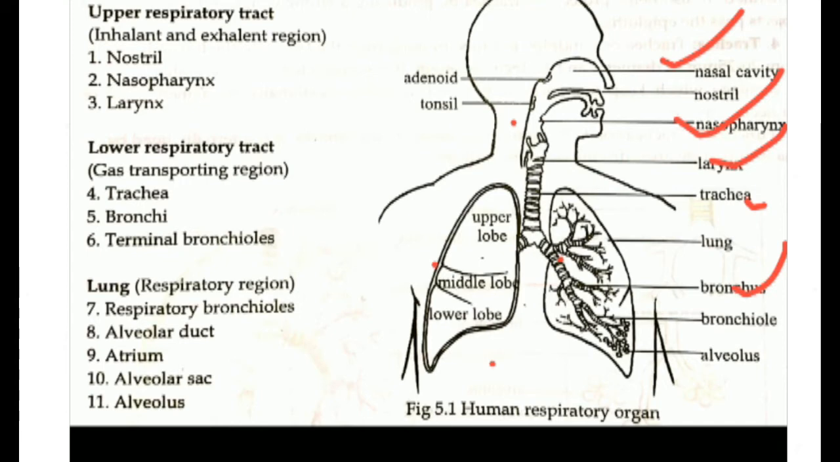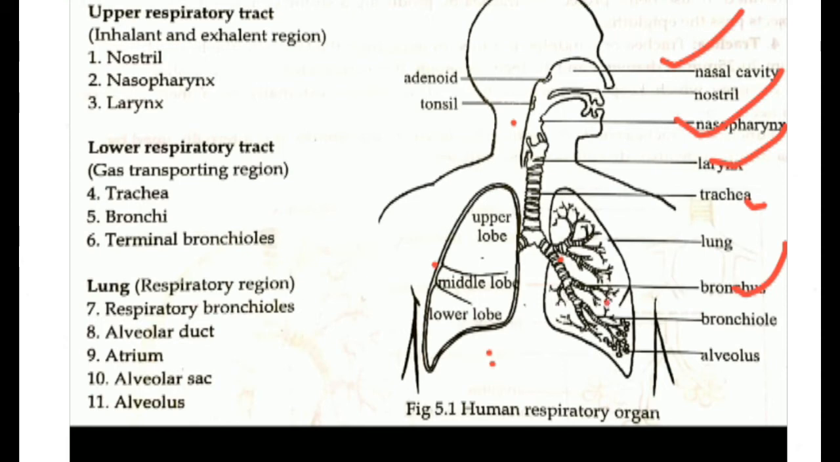Irregular rings of cartilage surround the bronchi, whose wall also consists of smooth muscles. Once inside the lung, the bronchi split several ways, forming tertiary bronchi. Bronchi conduct air from the trachea to the lung.